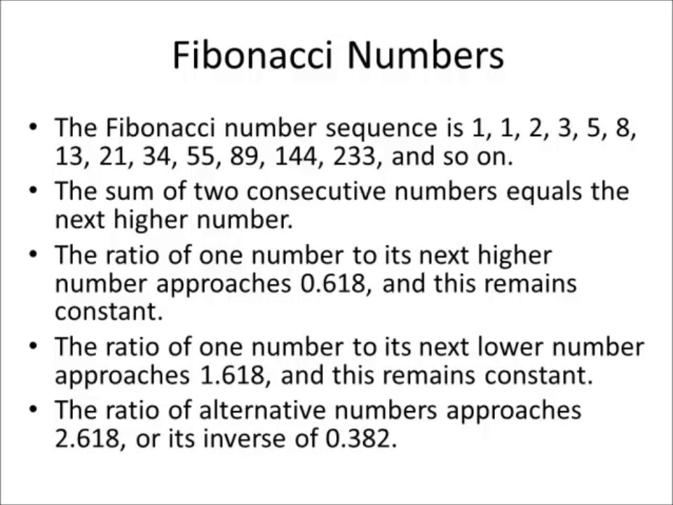So how do we come up with this number sequence? Well, the sum of two consecutive numbers will equal the next higher number. So each number is the sum of the previous two numbers. So if we start with 1, 1, you can see that 1 plus 1 is 2, so the next number is 2. Then 1 plus 2 is 3, so after 2 comes 3. Then to get the following number, we do 2 plus 3, which is 5. We do 3 plus 5, which gives us 8.